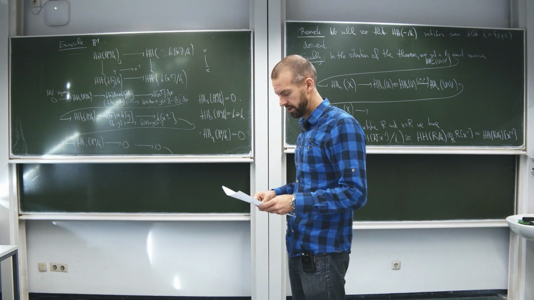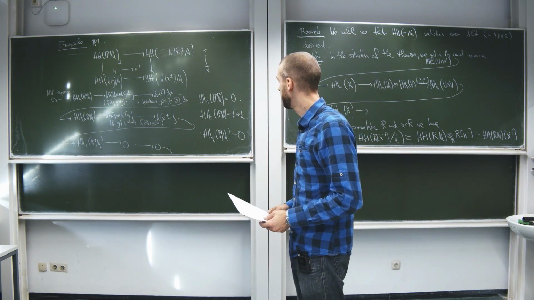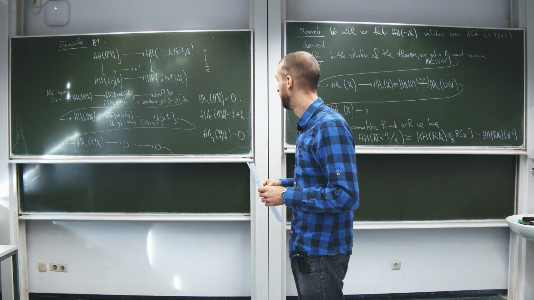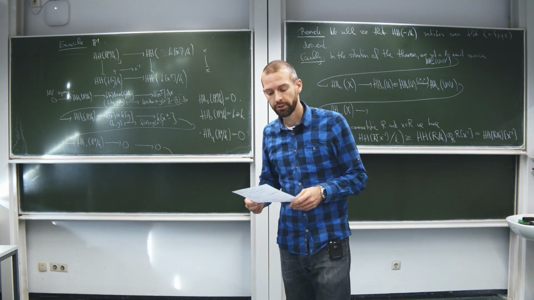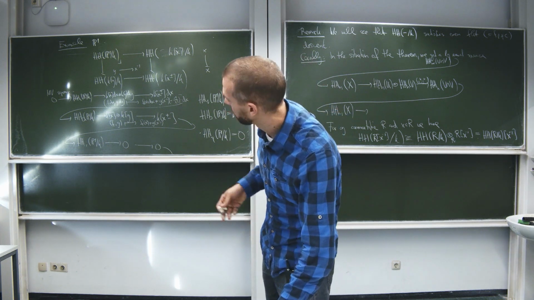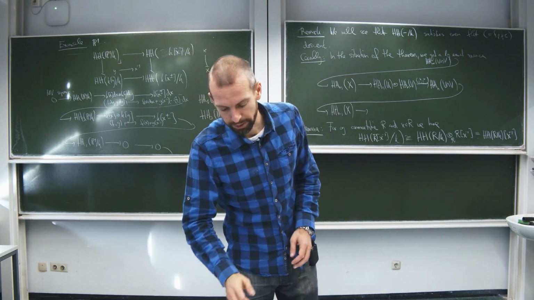Okay, so now let me give you a little bit of an indication as to why this Mayer-Vietoris sequence exists, or why this square is a pullback in general for open sets.